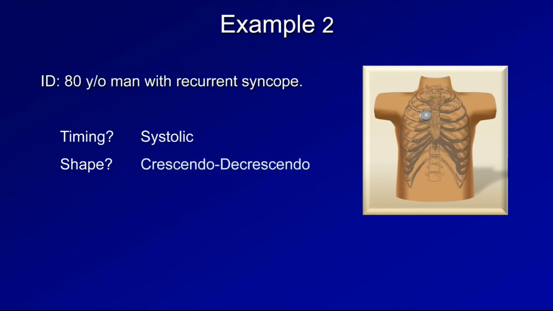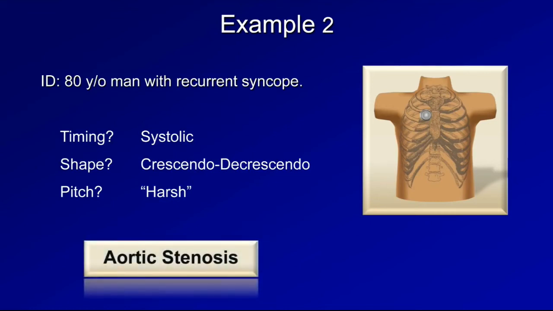Crescendo decrescendo. Again, don't be alarmed if you find the shape difficult to identify when you're first starting out. Now what about the pitch? It's kind of hard to say what the pitch is. It has just a qualitatively unpleasant nature to it, which is usually labeled harsh. Therefore, which valvular disease is likely responsible for this murmur? Aortic stenosis. Let's listen once more.